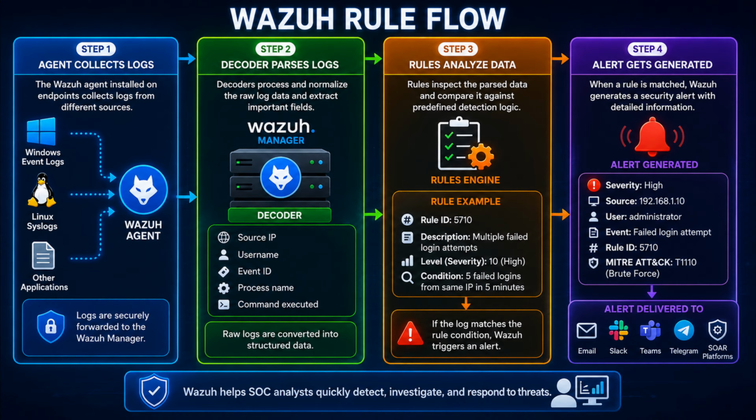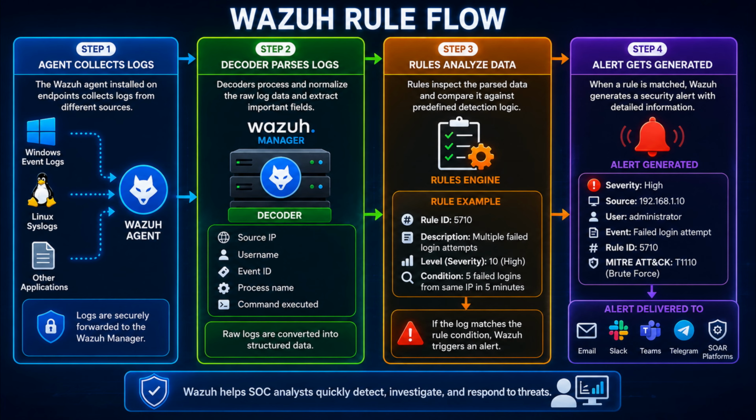Step 2. Decoder parses logs. Once the logs reach the Wazuh manager, decoders process and normalize the raw log data. The decoder extracts important fields such as source IP, username, event ID, process name, command executed. This converts unreadable raw logs into structured data that Wazuh can analyze efficiently.